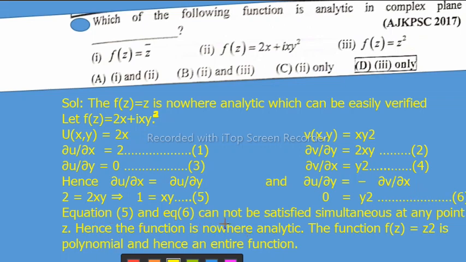Equation 5 and equation 6 cannot be satisfied simultaneously at any point z, hence the function is nowhere analytic. The function f of z is equal to z square is a polynomial and hence an entire function, so option D is correct, that is only 3.